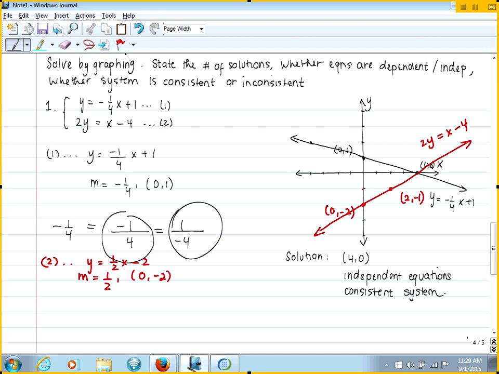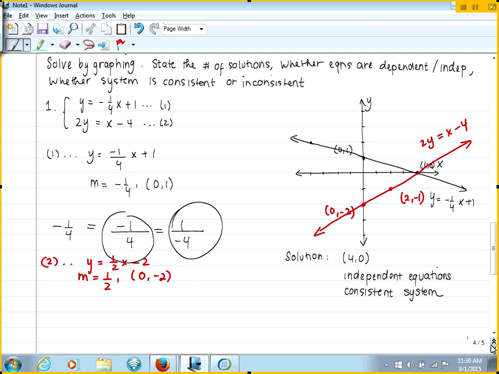Okay. Good. Next one. Is this okay? Any questions you can ask? No questions? How is it consistent? What does it mean? It has at least one solution. A consistent system means it has at least one solution. Independent equations mean the two equations are two lines. Good.